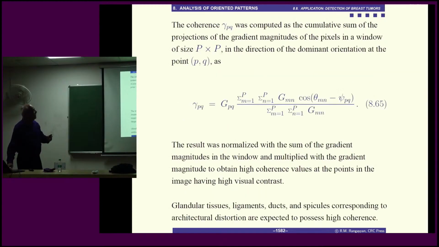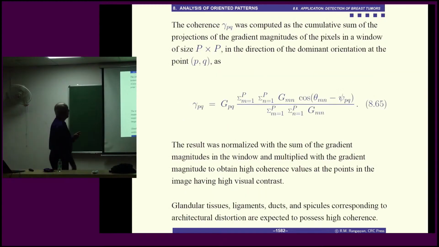Some parameters, let's not worry about that. Now, what is coherence? Coherence is comparing the gradient at one pixel with its neighbors. G_PQ is the gradient at the point PQ. G_MN is the gradient at the neighboring pixels in the 5x5 neighborhood as shown earlier. Theta_MN is the angle at that location, minus psi_PQ, the angle at this point. So this is the projection, this is the normalization. So this is a measure of coherence.